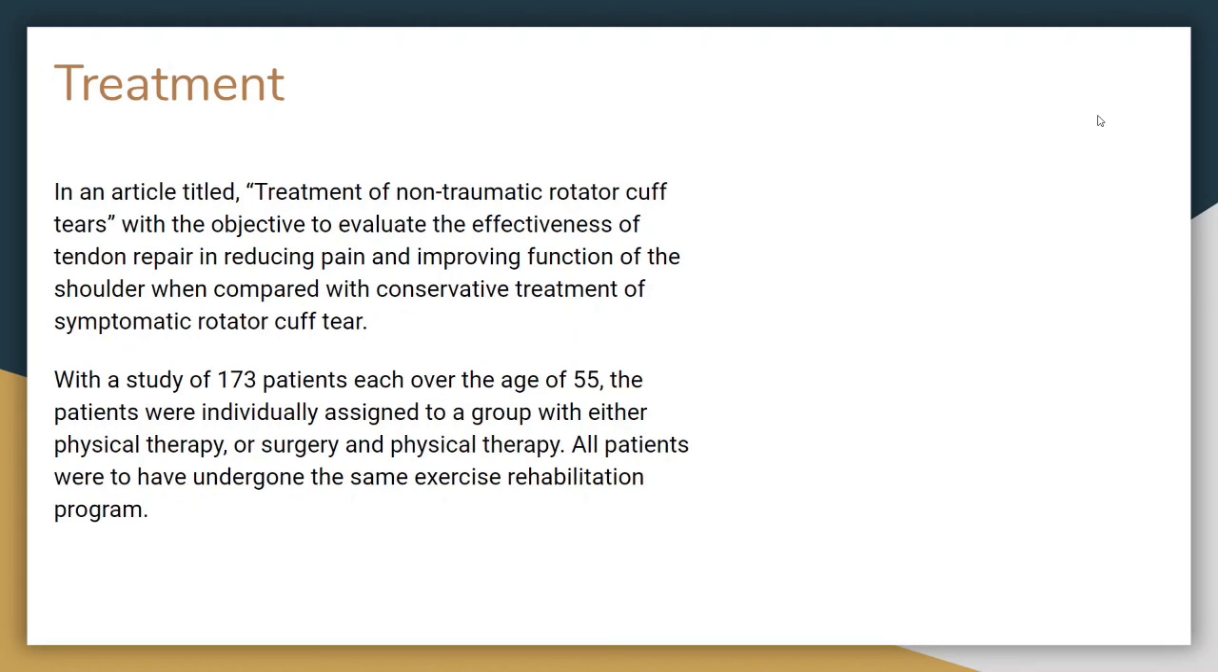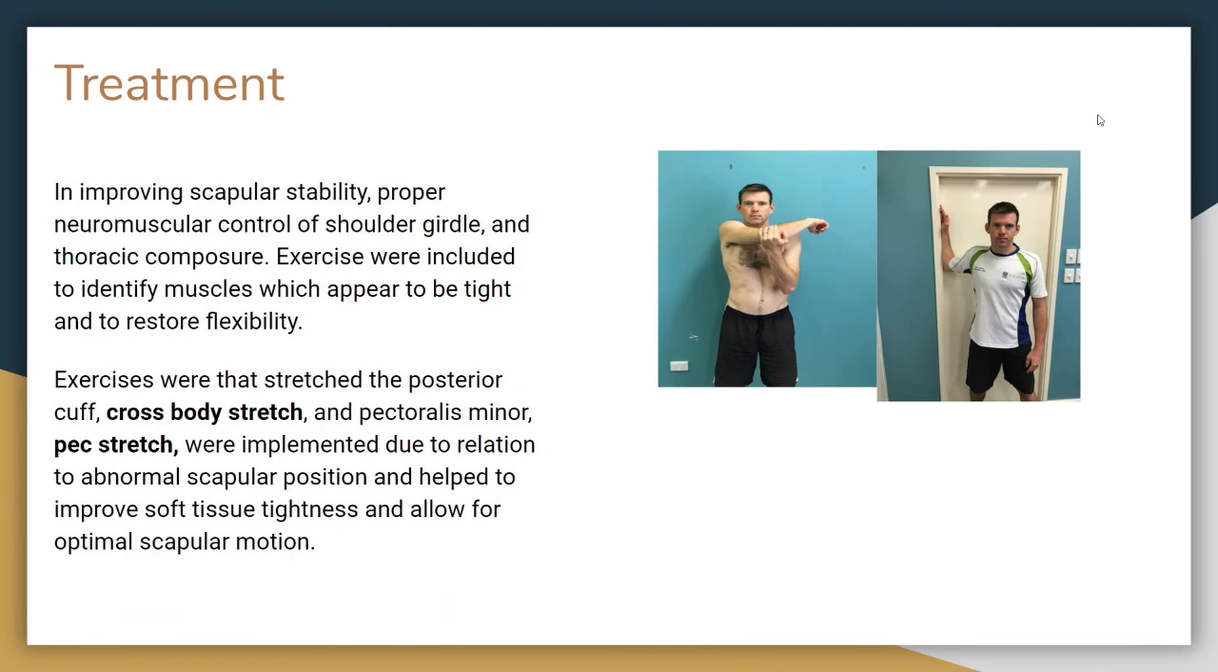In an article titled Treatment of Non-Traumatic Rotator Cuff Tears, the objective was to evaluate the effectiveness of tendon repair in reducing pain and improving function of the shoulder when compared with conservative treatment of symptomatic rotator cuff tear. The study had 172 patients, each over the age of 55, and each patient was individually assigned to a group with either physical therapy or surgery and physical therapy. All patients underwent the same exercise rehabilitation program.